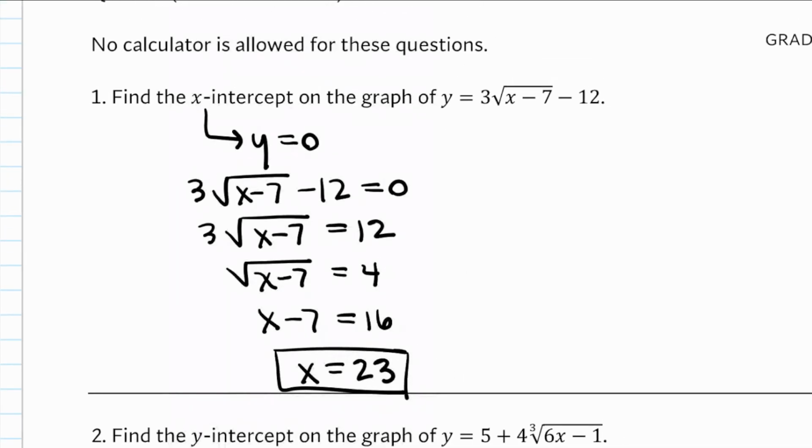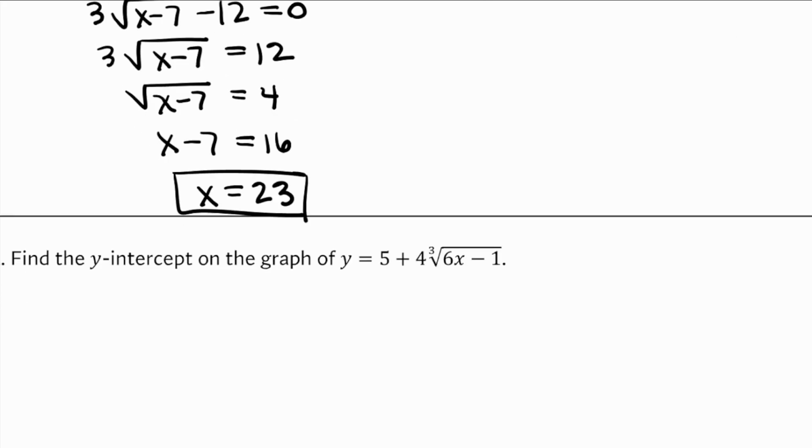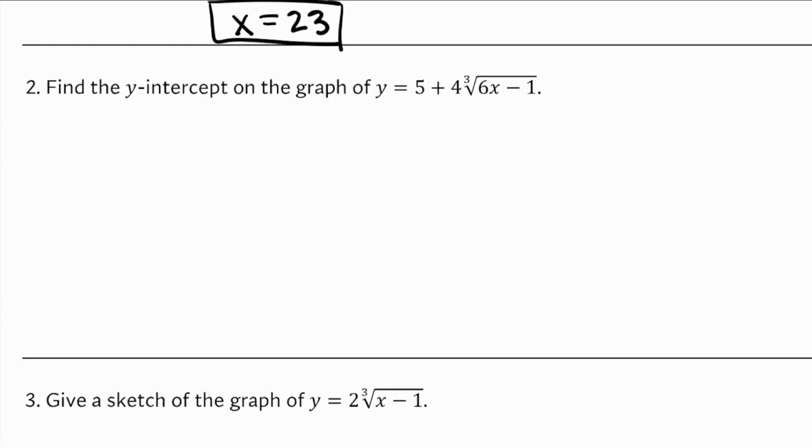Now, asking you for an x-intercept, I don't think that's a situation I would set up for an extraneous solution, but I'm just checking. 23 minus 7 is 16. 3 times the square root of 16 is 12. Yeah, okay, that gives me y equals 0, so that works. I checked my answer on that one just mentally.